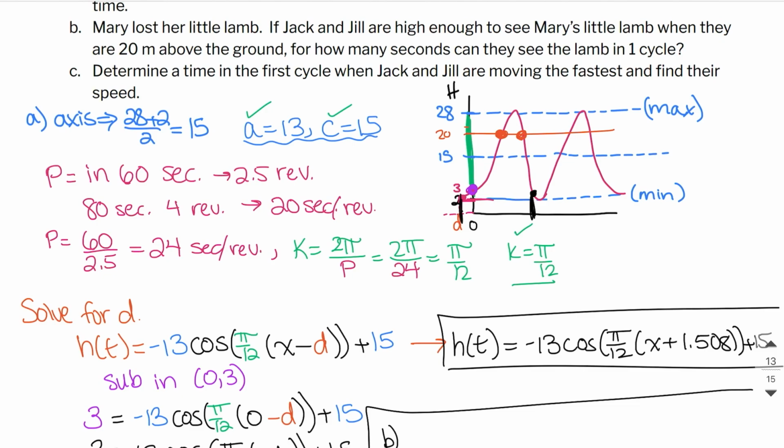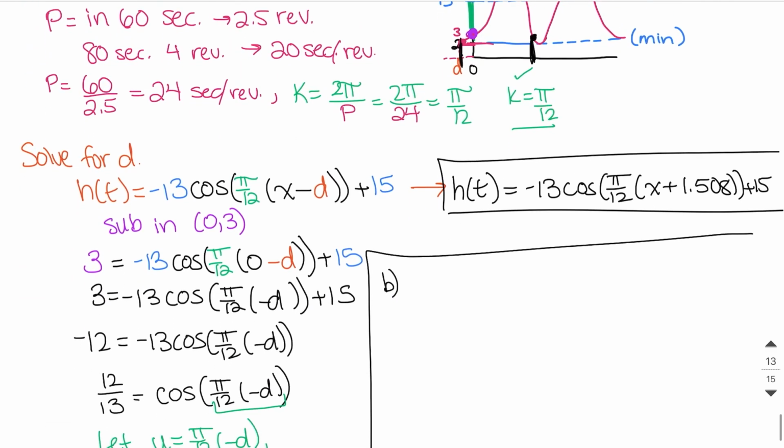So, for example, I'm just going to give you random numbers. Let's say this was at 5 seconds and this was at 12 seconds. The answer would be 7 seconds because the difference between 5 and 12 is 7. But the question is, what are these x values? We don't actually know what these x values are, so we have to solve them. So here, our height would be equal to 20. So I'm going to sub in 20 into my equation right here for h of t.